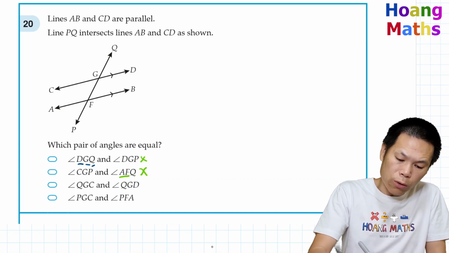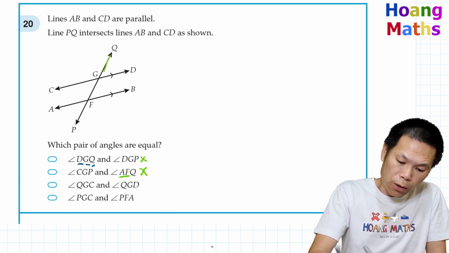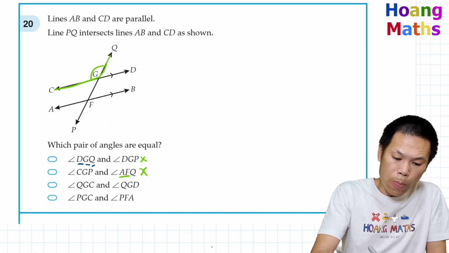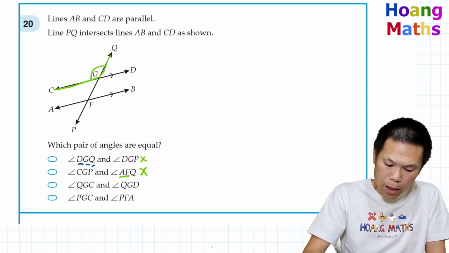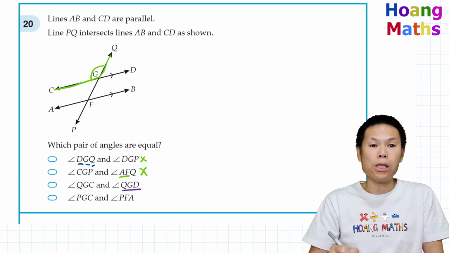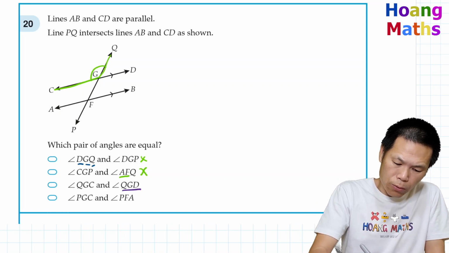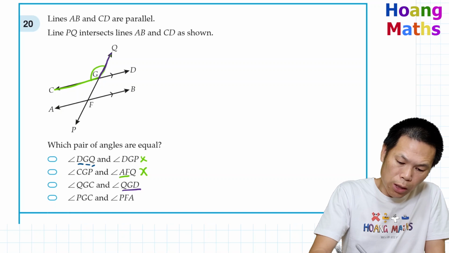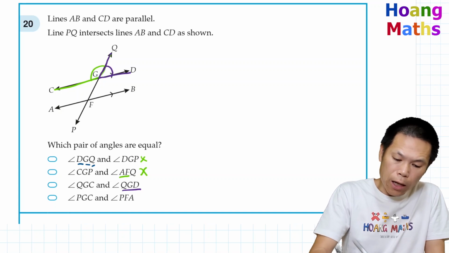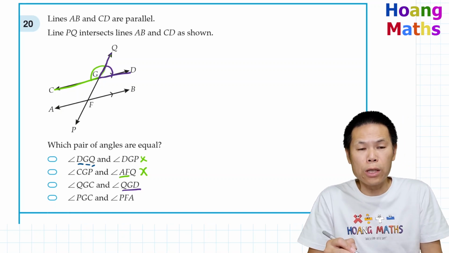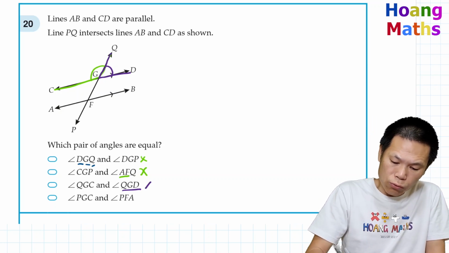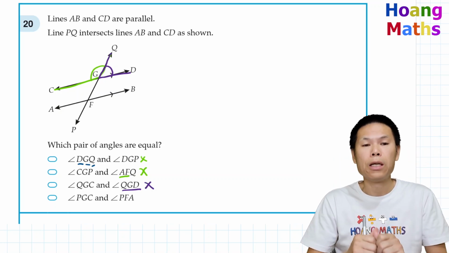QGC. So angle QGC is this angle. And then angle QGD. So these two angles are not equal either. So this is wrong. So the answer should be D.